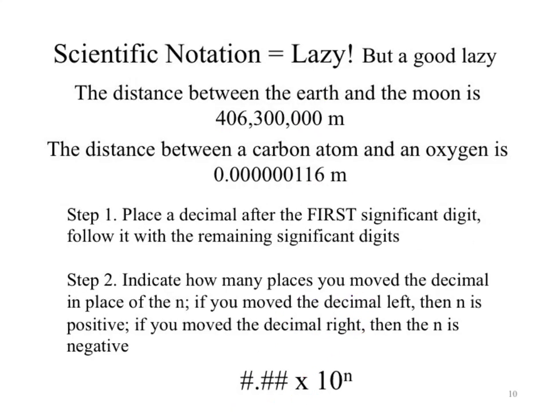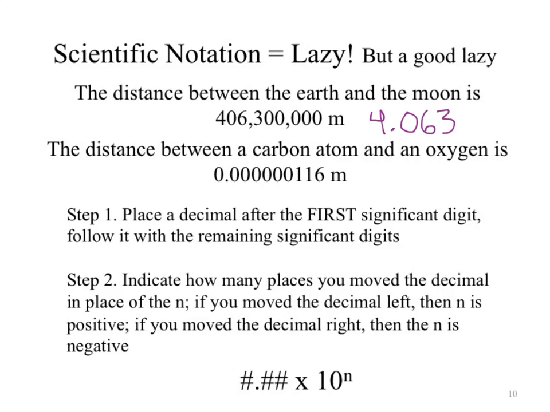So what do I mean? Here's the part where we've got this set up. Step 1, what we're going to do is place our decimal point after the first significant digit. And then we'll add on the rest of our numbers as necessary. So if we look at our first example, what's our first significant digit? 4, followed by our decimal point. And then we have 0, 6, and 3.